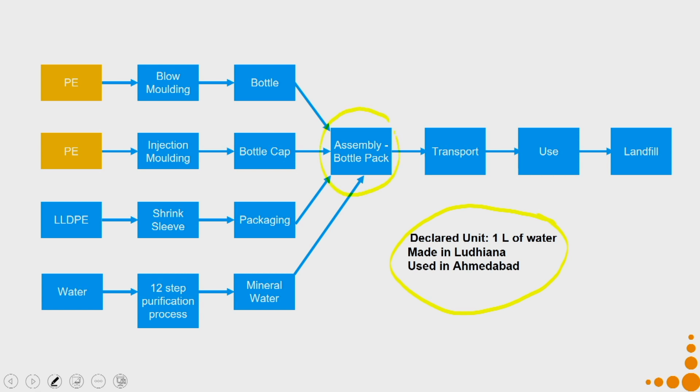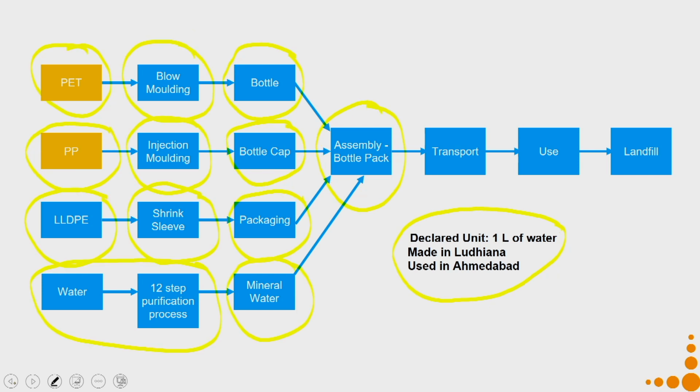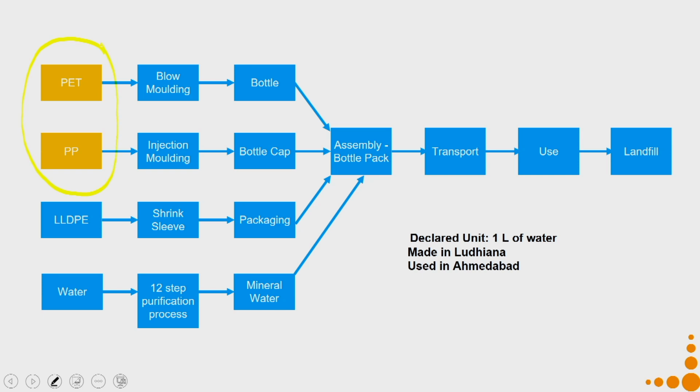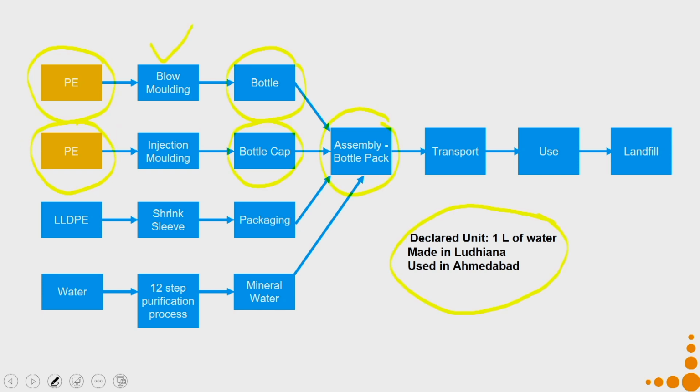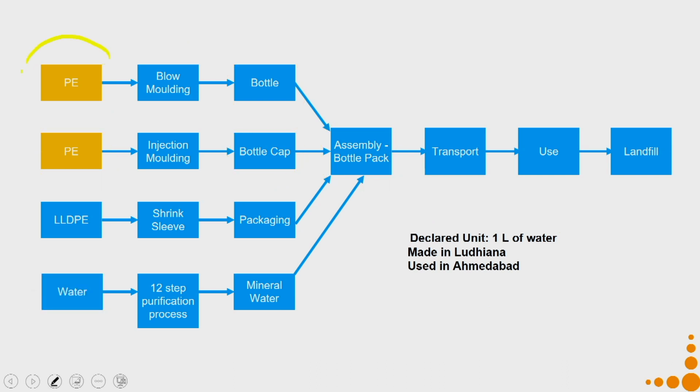So, I have my assembly, which is the bottle pack. Now, my bottle is going to be made up of polyethylene. The process remains same, that is blow molding. I will also have a bottle cap. In this particular case, my bottle cap will be made up of polyethylene. So, if you compare these two steps, what you see is that the difference lies over here, that is PET and polypropylene used for making the bottle and the bottle cap, and in this particular context it is polyethylene bottle as well as polyethylene bottle cap.